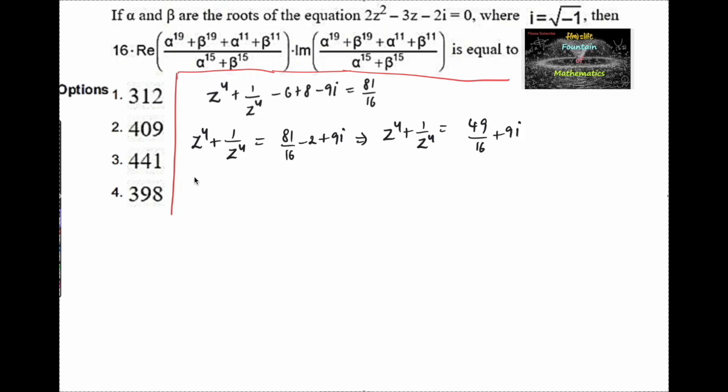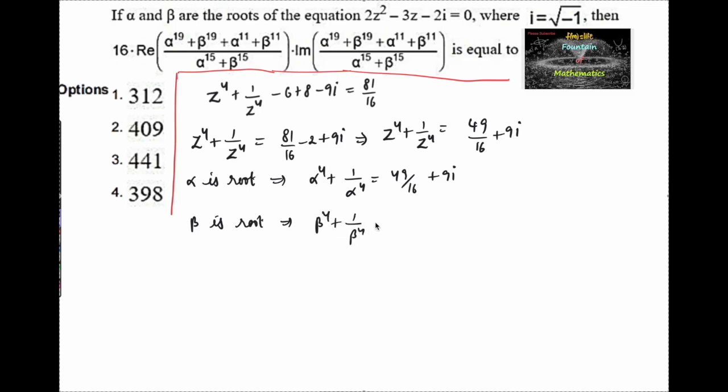Since alpha and beta are the roots, alpha is a root, so we can write alpha power 4 plus 1 upon alpha power 4 is equal to 49 by 16 plus 9i. Similarly, beta is also a root, so we can write beta power 4 plus 1 upon beta power 4 is equal to 49 by 16 plus 9i.